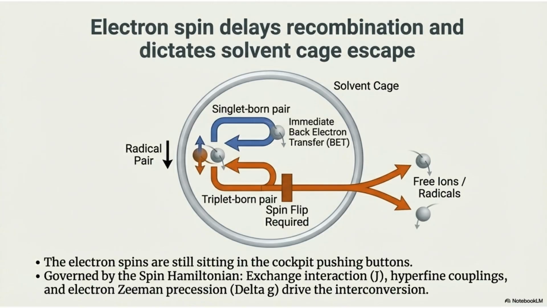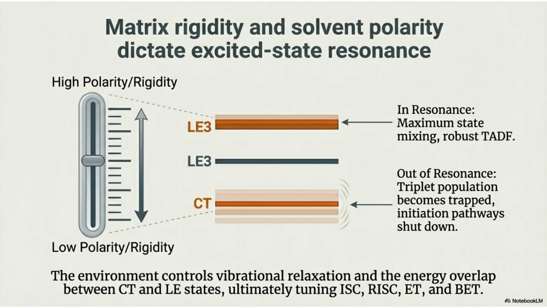Triplet-borne radical pairs require a spin flip to recombine, which delays back electron transfer and allows for the formation of free ions and radicals. Matrix rigidity and solvent polarity dictate excited state resonance. The environment controls vibrational relaxation and the energy overlap between charge transfer and locally excited states, tuning the rates of ISC, RISC, electron transfer, and back electron transfer. When in resonance, we achieve robust TADF.